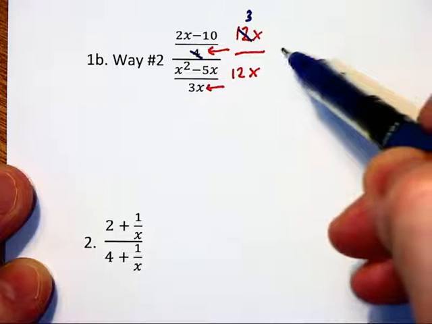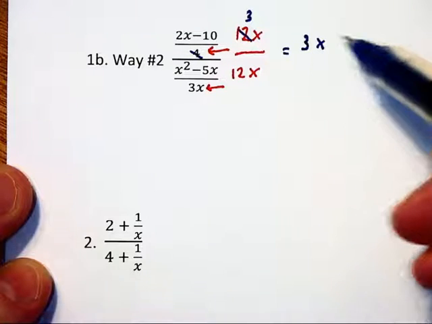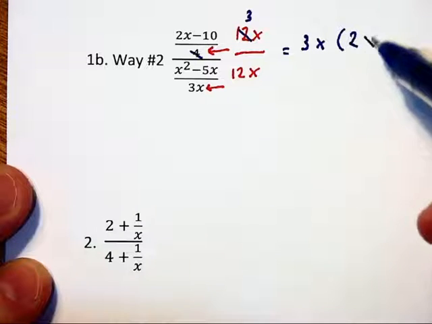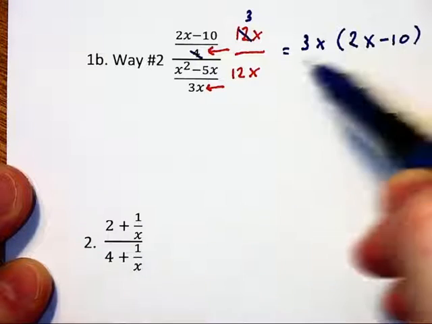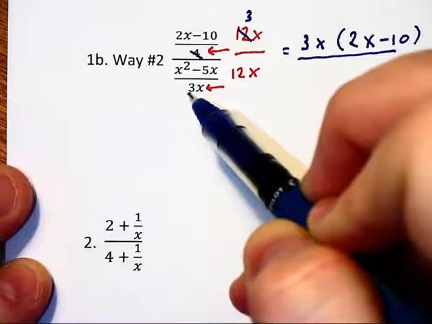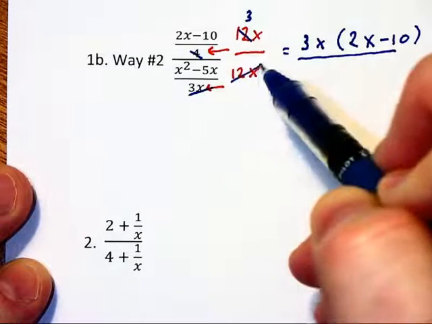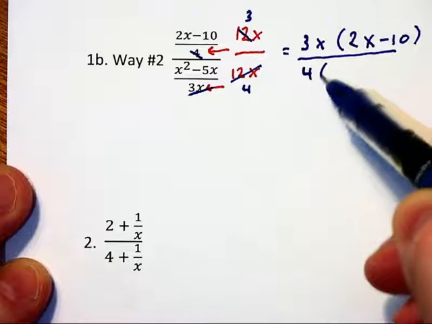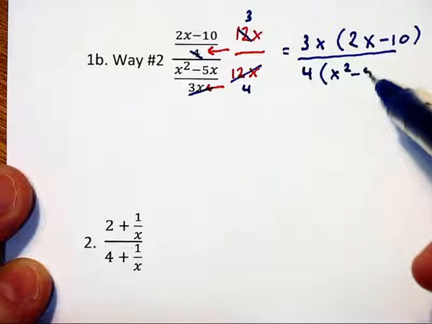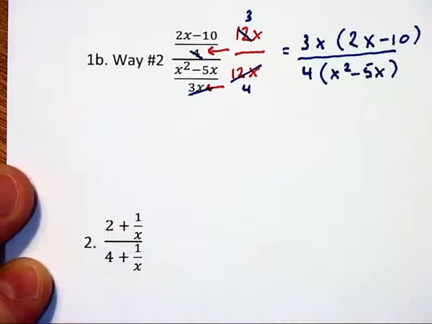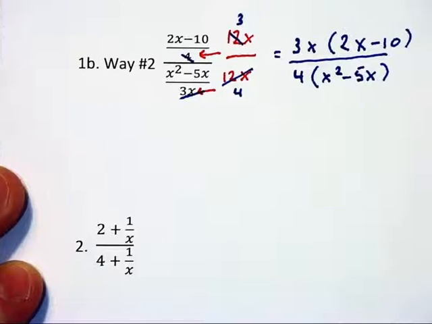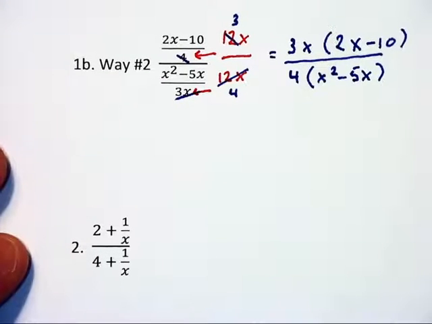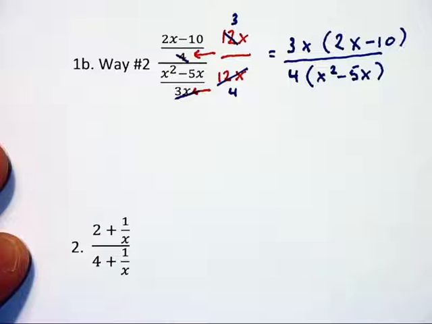And I would have 3x times the existing 2x minus 10. Then down below, I could cancel the 3x with the 12x, giving me 4, and I would have 4 times the x squared minus 5x. Notice how I got rid of my complex fraction very quickly here. Now what I would need to do is continue factoring.